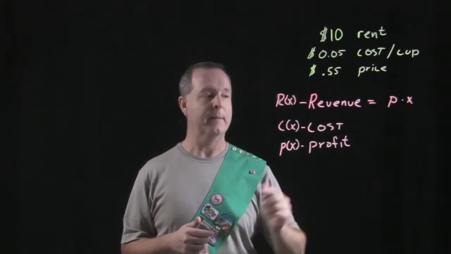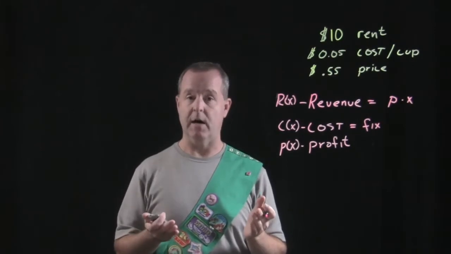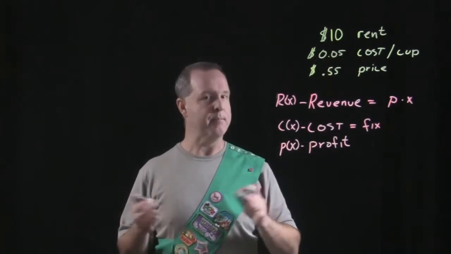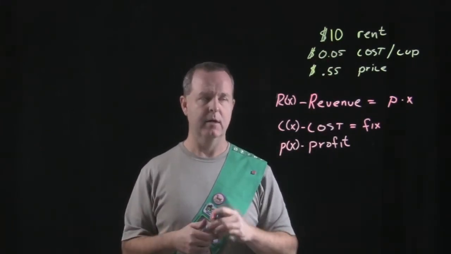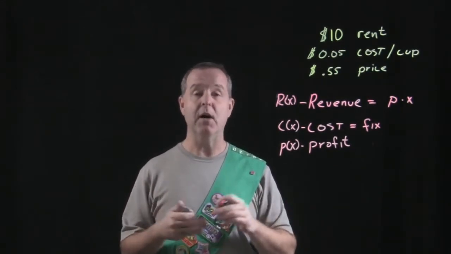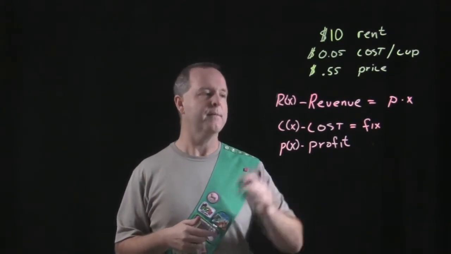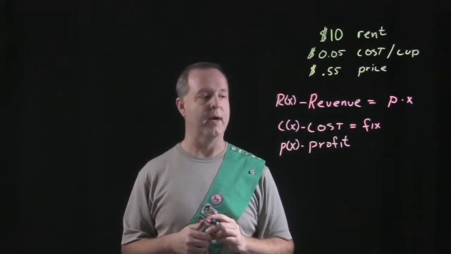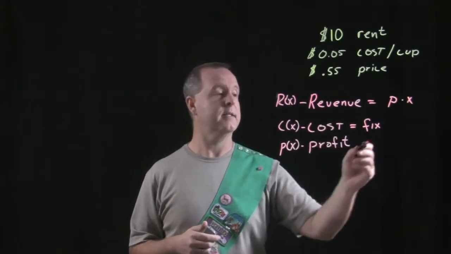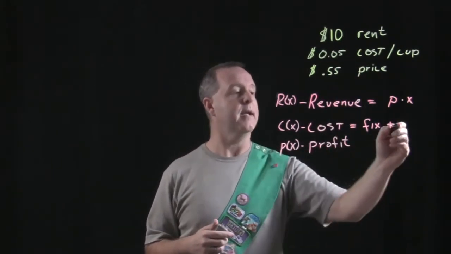Cost, on the other hand, will include the fixed cost. In this case, it's a rent. They pay that regardless of how much they sell. There's no electricity, there's no internet, nothing else that they have to purchase. Well, maybe they'll have to purchase a license from the state, but right now they just have a $10 rent. And then the cost they're going to add on to that is a cost per cup it takes to make.